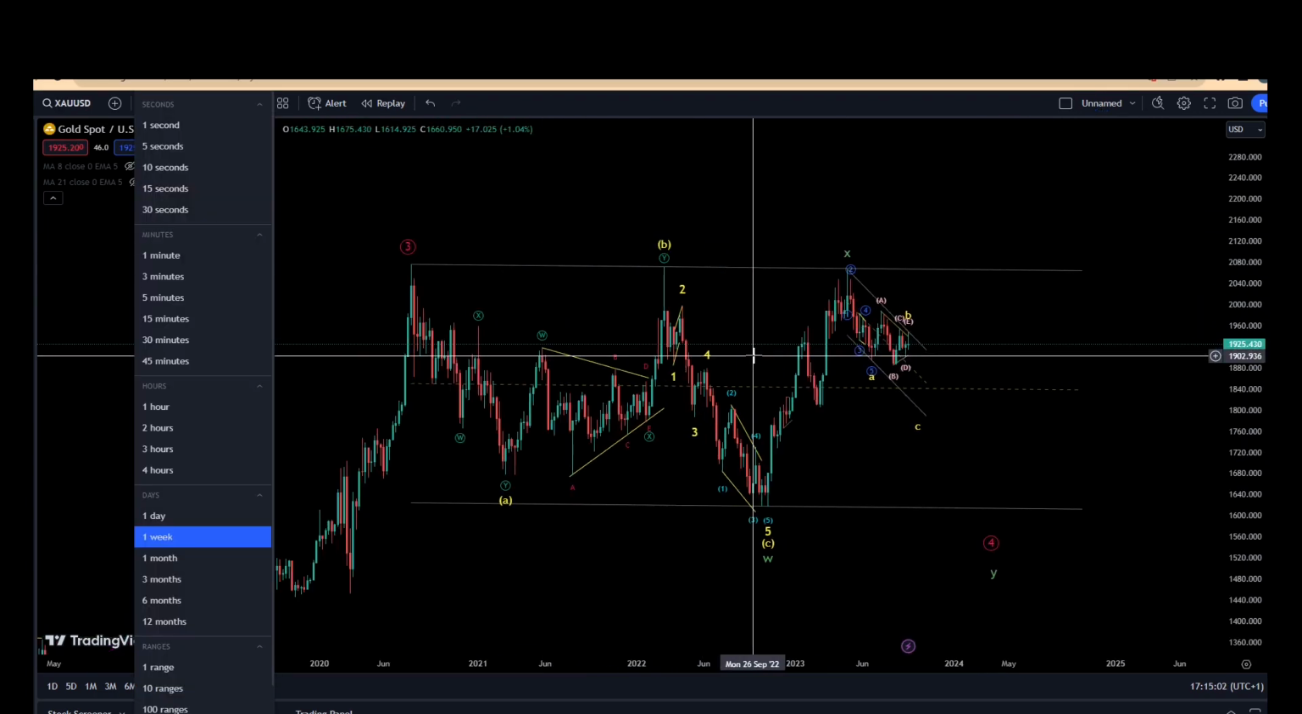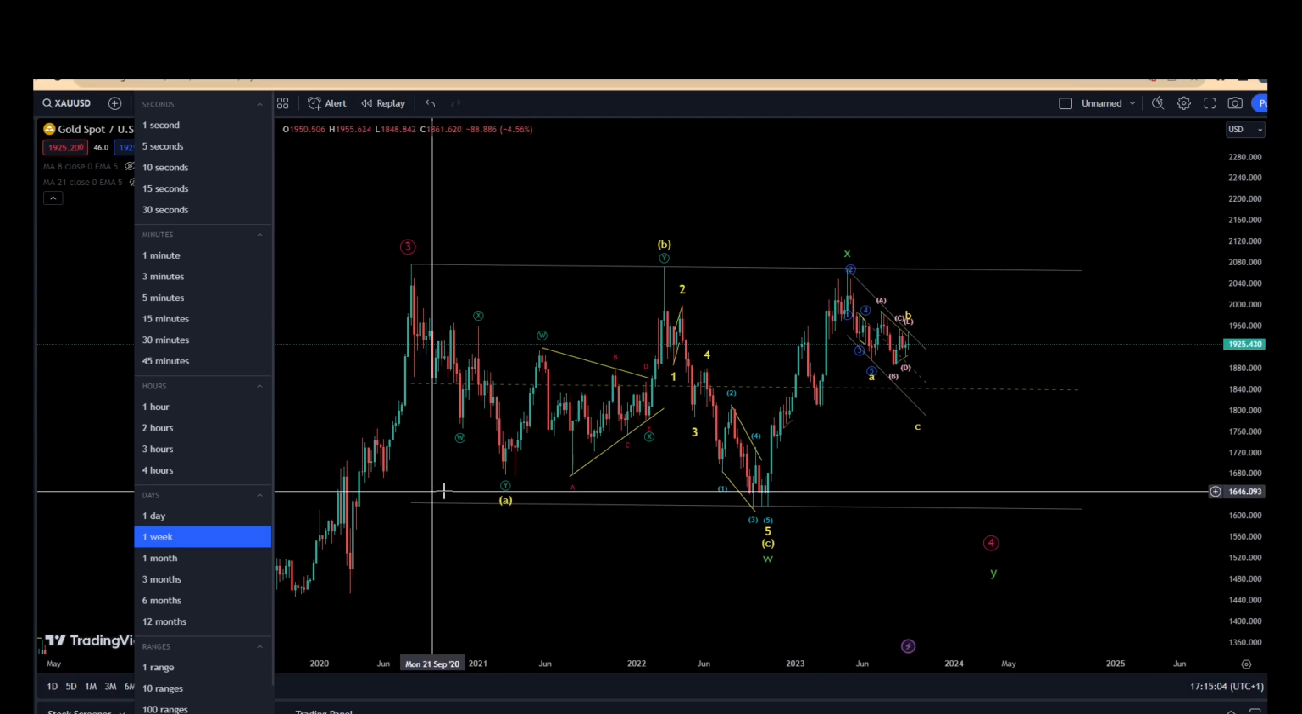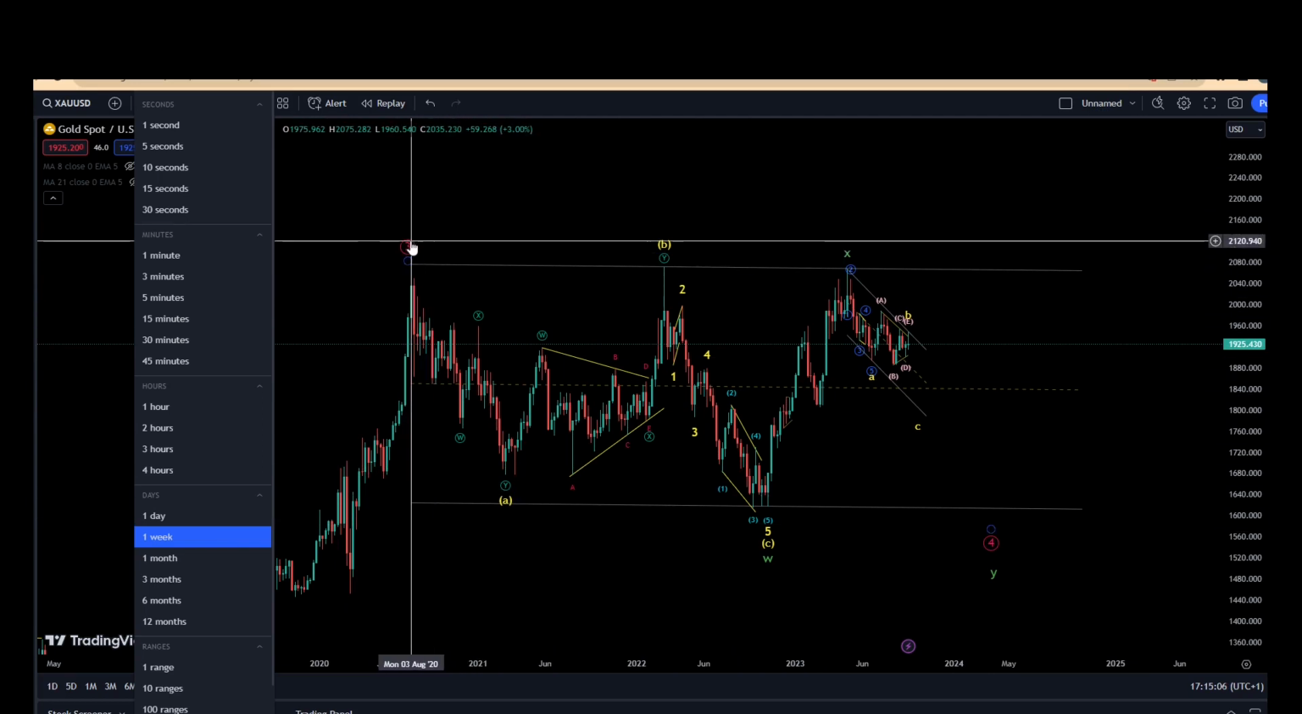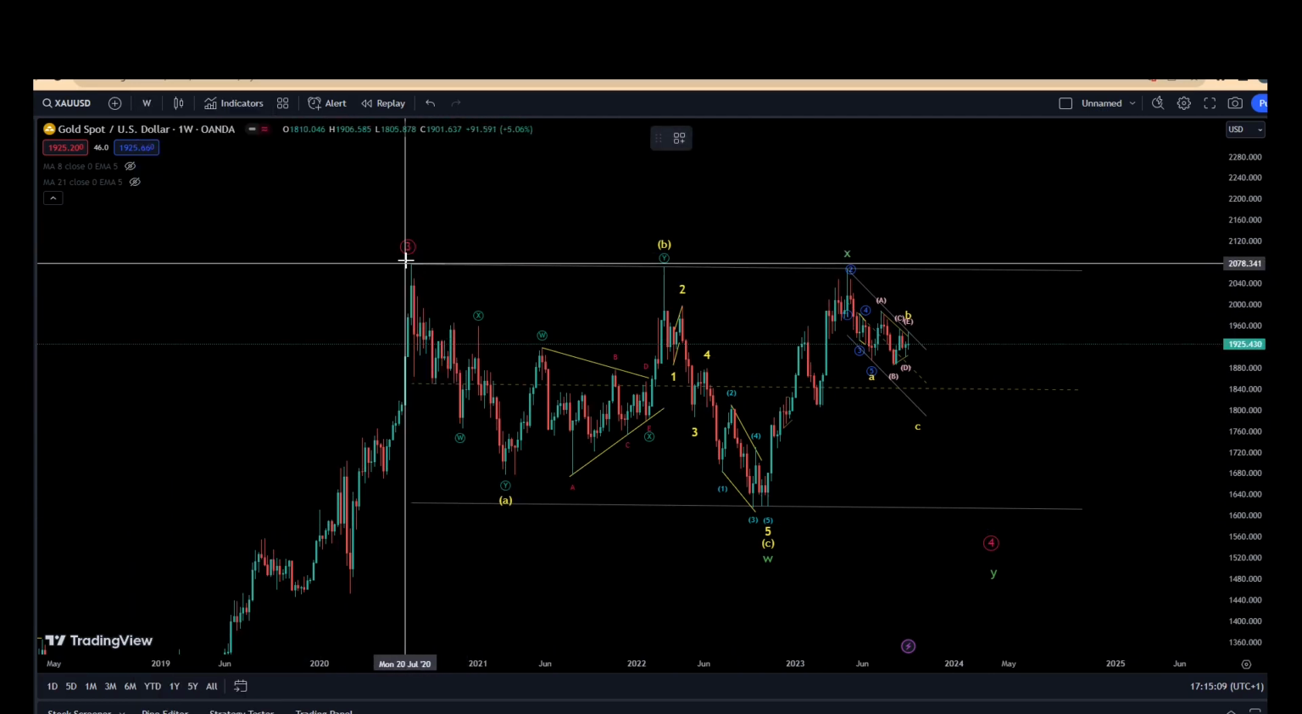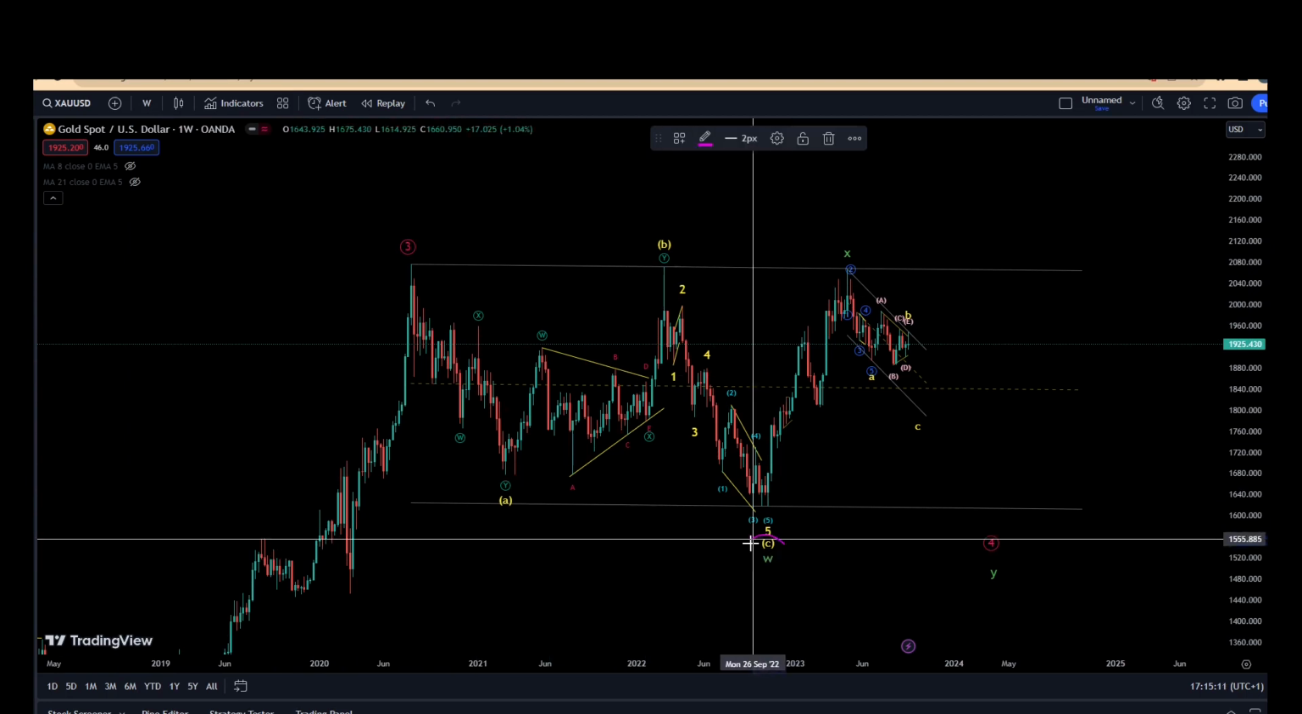So gold has been moving quite nicely. In my opinion, we have that wave 3 complete in a higher degree, and we have a B, C, which is our wave W.